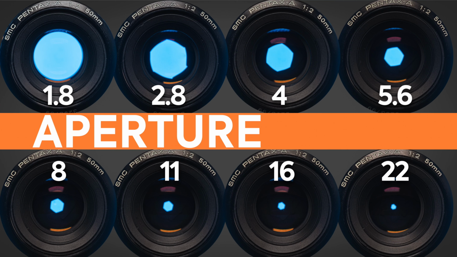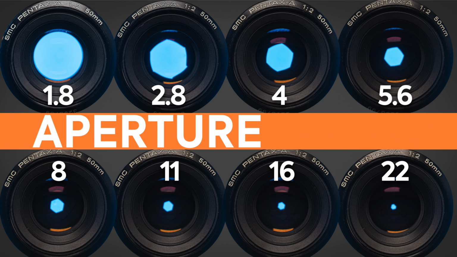Let's add a little more confusion to the mix. So here's a sequence of photos of various size aperture openings. So in the top left is aperture of f1.8, which is the largest opening on that specific lens. And in the bottom right is aperture of f22, the smallest opening on that lens. So again, the smaller number is a larger opening and more light.